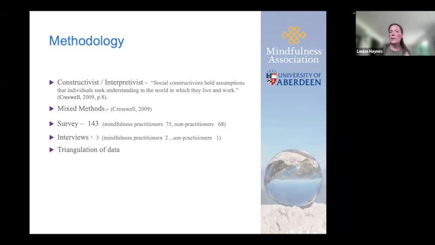There were certain questions delivered to the practitioner group and certain questions delivered to the whole cohort, so it was a mixed methods piece of research. The research started with a survey, and I had 134 participants take part. That was 75 mindfulness practitioners and 68 non-practitioners. So it was a very even split. I think it's like 52-48.